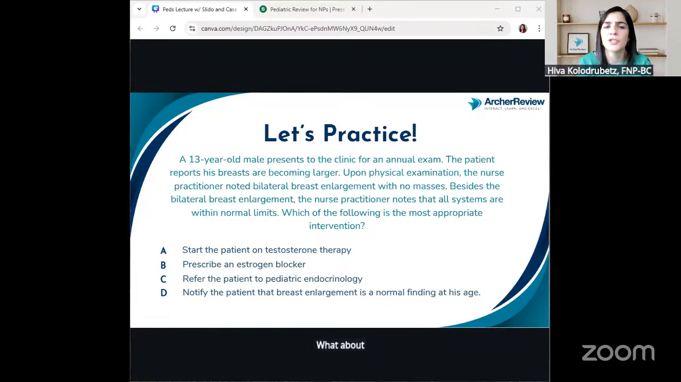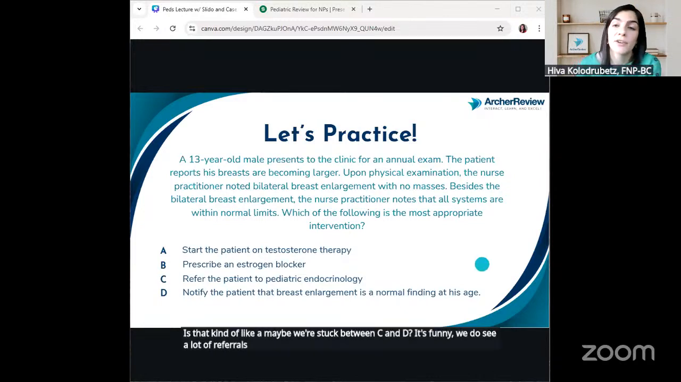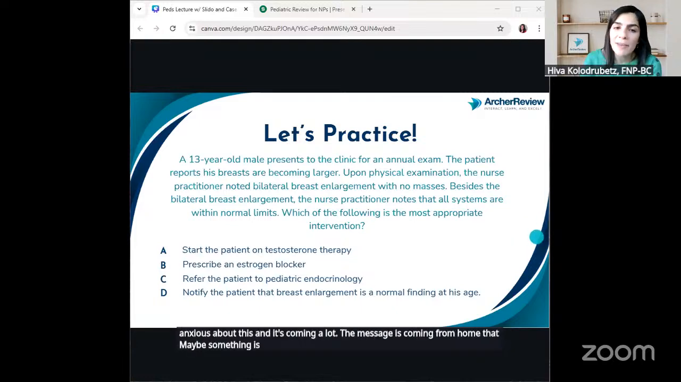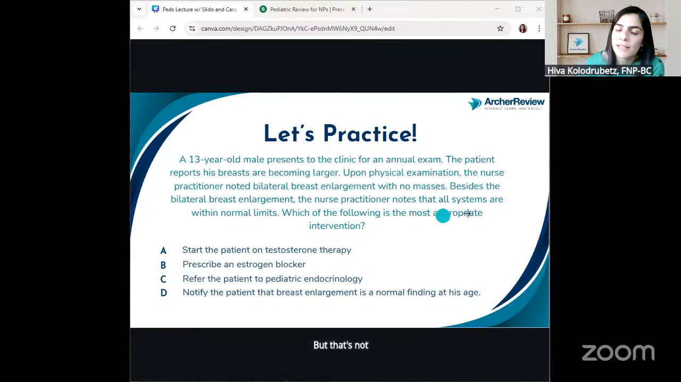C, refer the patient to a pediatric endocrinologist. What do we think about that one? Was that kind of like a maybe? We're stuck between C and D. It's funny, we do see a lot of referrals to pediatric endocrinology, and that's because a lot of patients who get very anxious about this, their parents are also getting really anxious about this. The message is coming from home that maybe something is wrong. So the family just gets really anxious, and they do want to see the specialist to check all the hormone levels and make sure everything's right. But that's not really a useful resource in this situation because this is a normal finding.